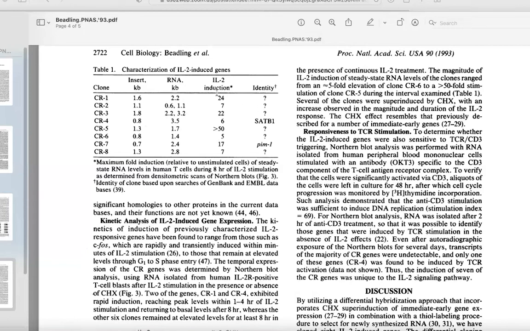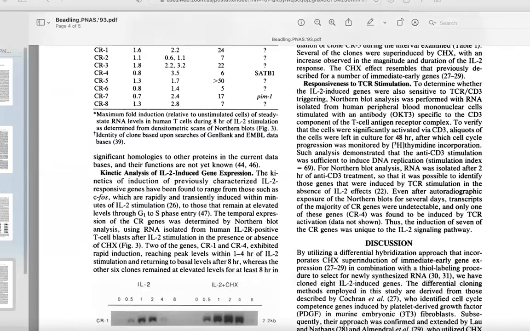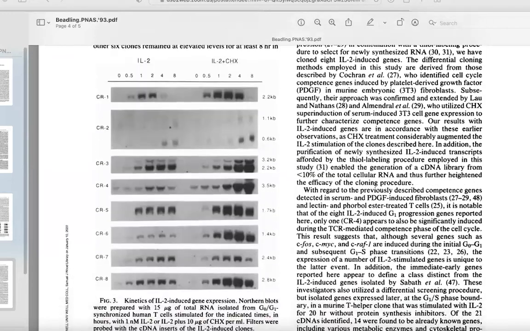And this was the amount of IL-2 induction. And you can see that there's quite decent induction, 24-fold, 22-fold. This is greater than 50-fold. And so forth. That was CR5. And this is exactly what I was looking for, new genes that we could then characterize. And I think there's just one more that really shows the cycloheximide effect.